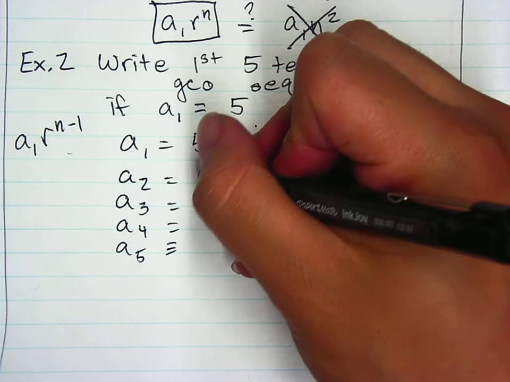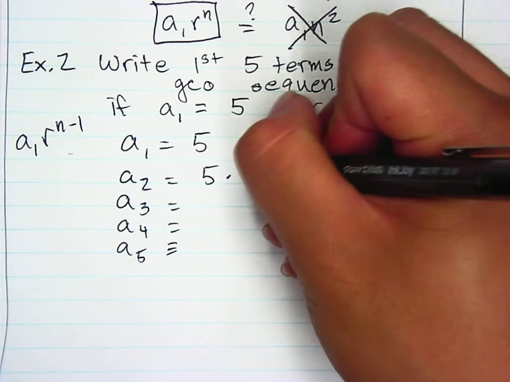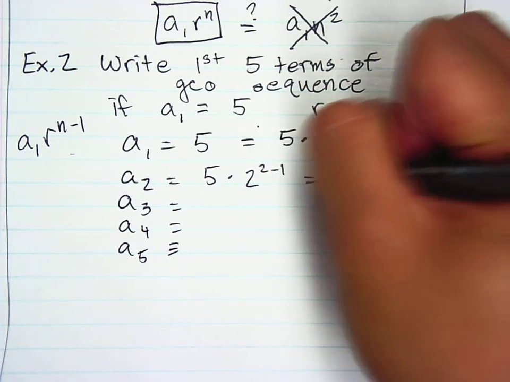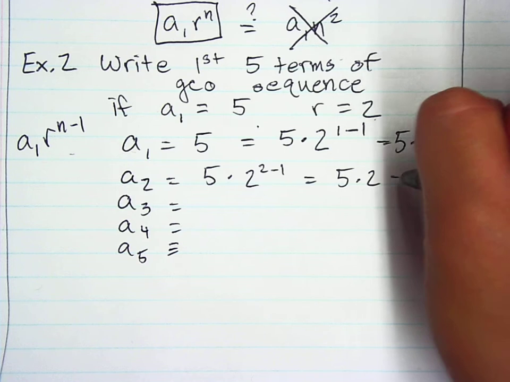So we get 5 times 2 to the 2 minus 1. That's going to be 5 times 2. That's going to be 10.